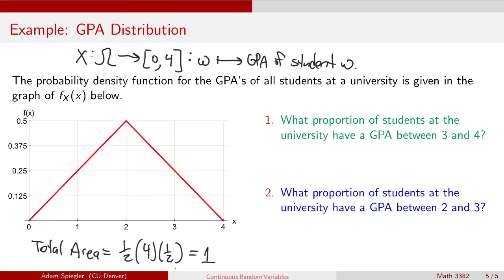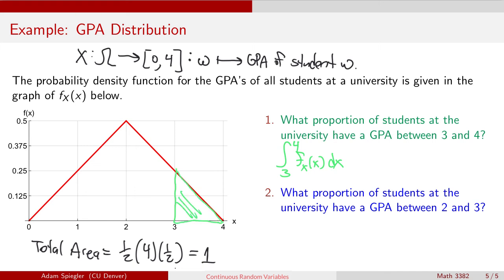So in question 1, we want to calculate the proportion of students at this university that have a GPA between 3 and 4. In other words, if we randomly selected a student, what's the probability that that student's GPA would be between 3 and 4? With continuous random variables, this would be the value of the integral of f of x over the interval from x equals 3 to x equals 4.